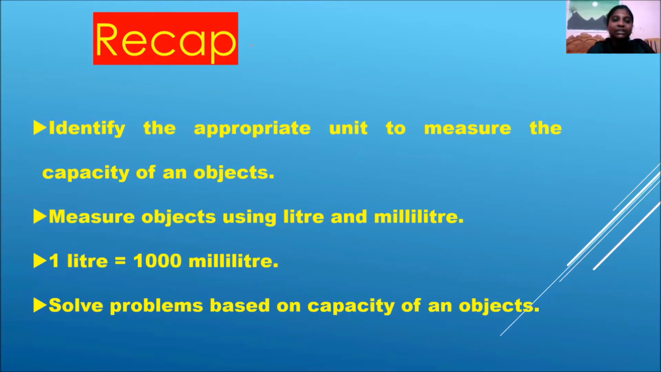Recap. Let's recall the previous session. First, we learned how to identify the appropriate unit to measure the capacity of an object. If you want to measure the object, you can use liter and milliliter. And also we learned 1 liter equal to 1000 milliliter. Finally, we learned how to solve the problems based on capacity of an objects.